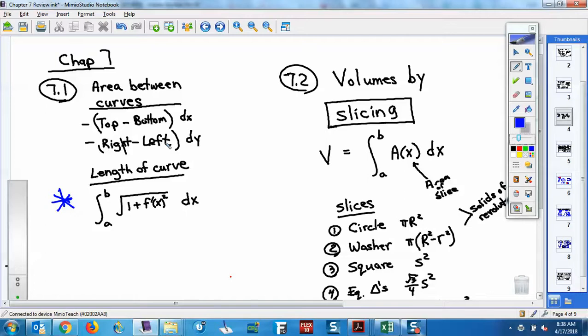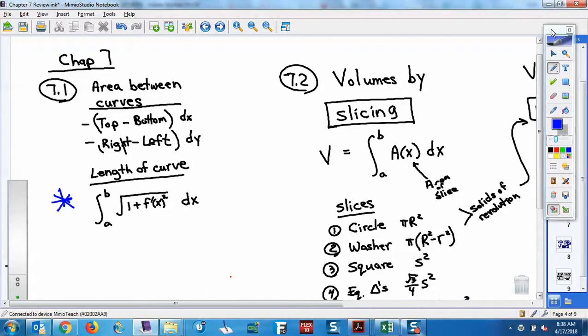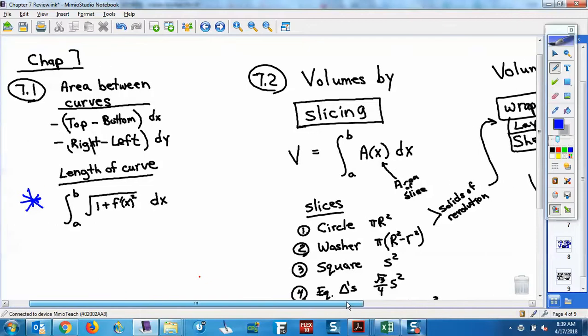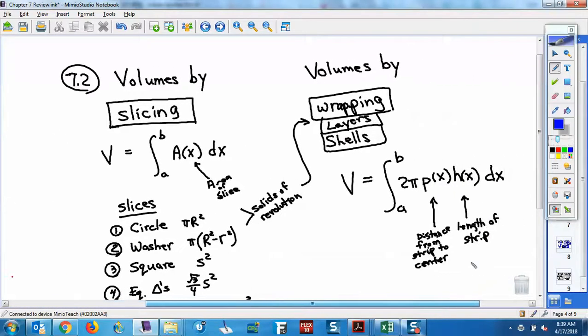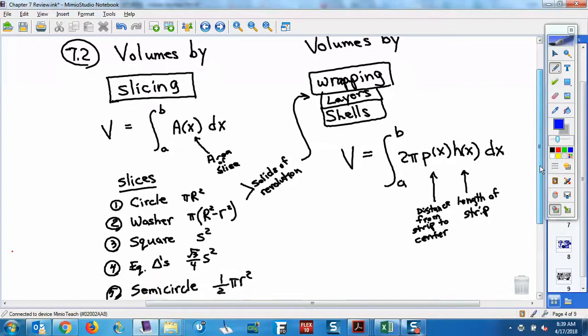A big part of the quiz is going to be the volumes, right? Because that's what we spent a lot of our time on. So we had volumes by slicing. So what we wanted was the area of a slice.